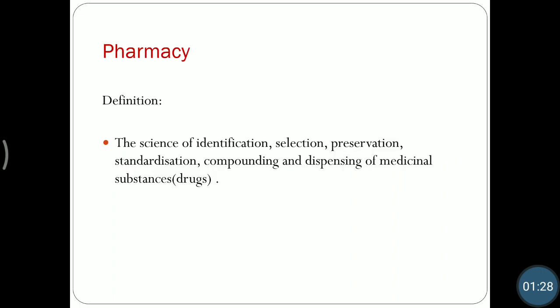Now, first we have to identify the substance. Commonly, we call it a drug. After that, we have to select the part and we have to store or preserve it. We have to standardize it. Then we have to compound and dispense that product, which brings our abnormal physiology to normal. So all these things are learned in pharmacy. That is the science of identification, selection, preservation, standardization, compounding, and dispensing of medicinal substances or drugs.